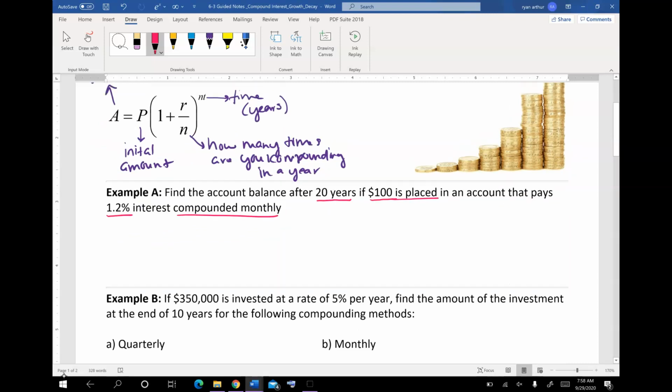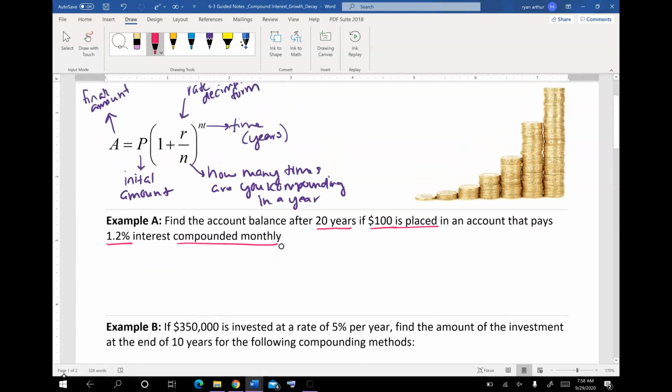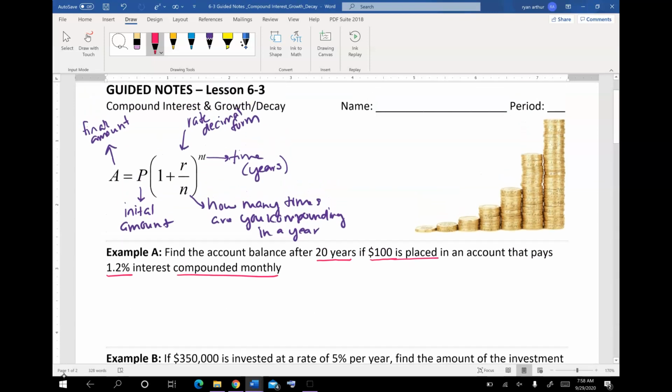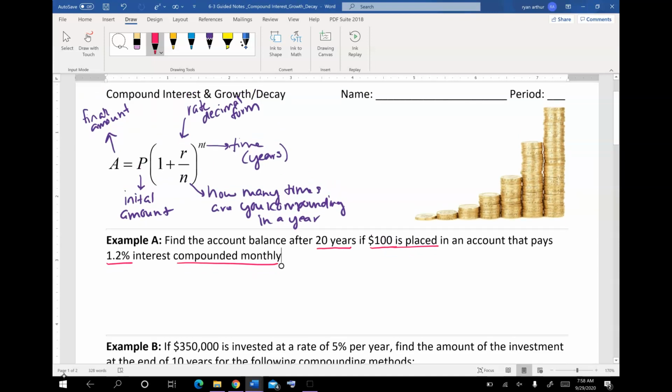All right, so I highlighted stuff as I was talking, okay? And that's really what you need to do with word problems. You need to highlight the stuff that's important, okay? Once you highlight it, we're going to go through and label what everything is, okay? So 20 years, that's your time because it's in years. So 20 years is my T.